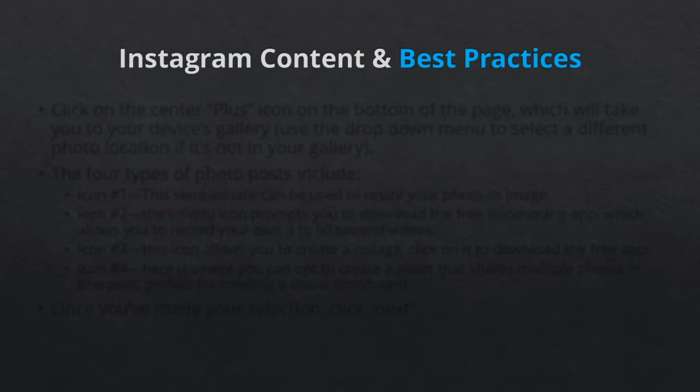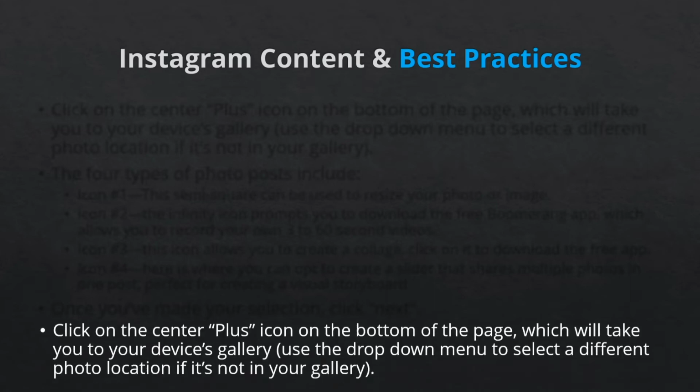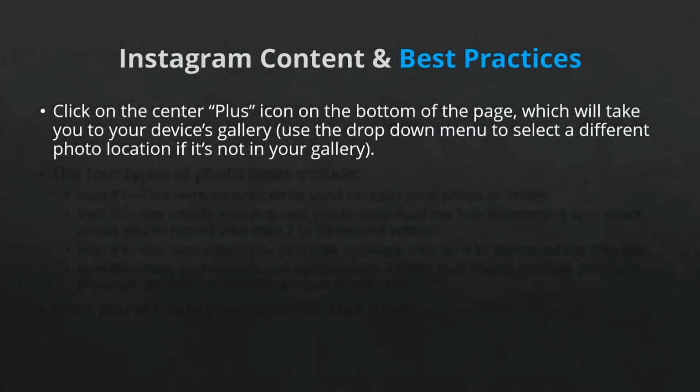To add a new photo, head to Instagram on your preferred mobile device. Click on the center plus icon on the bottom of the page, and you'll instantly be routed to your device photo gallery. If the photo you require is elsewhere, click on the drop-down menu next to Gallery in the top left-hand corner, then scroll down to find the location of your photo that you wish to post, and click on Next. This is where the fun begins.